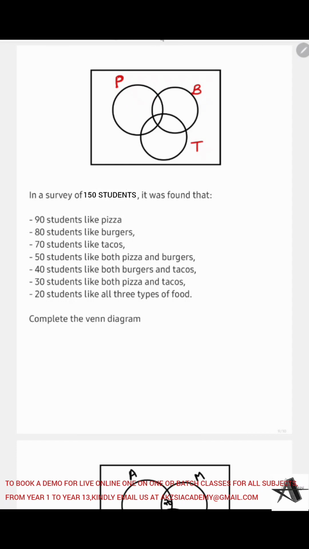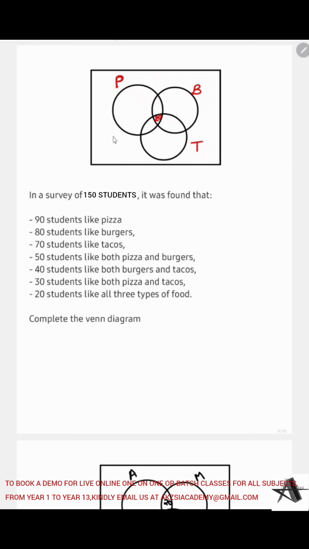Here, 90 like pizza, that means there are a total of 90 students that like pizza. It means out of those 90, maybe some also like burger, and some like tacos as well. So now let me start with the intersection of all three. Always, if you have the information of the intersection of all three, always try to start from that. It says 20 students like all three types of food. That means I have to fill 20 here, in this smaller portion where burger, pizza and tacos are all meeting.